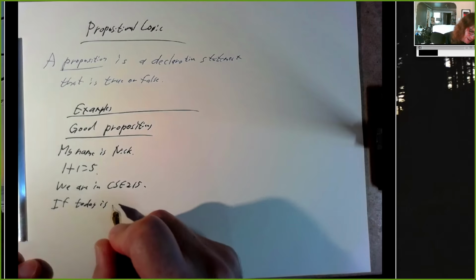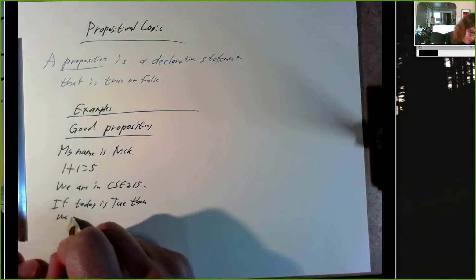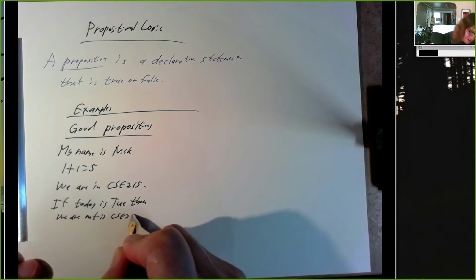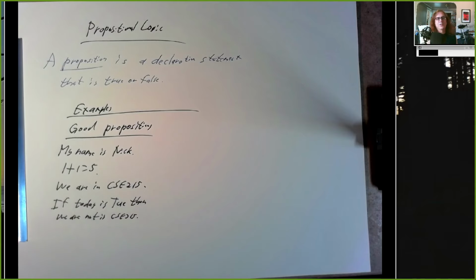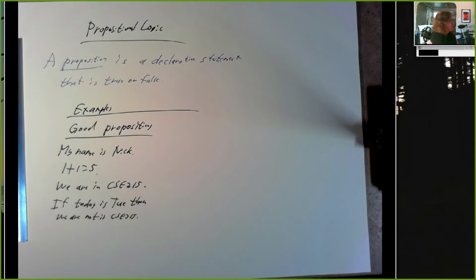If today is Tuesday, then we are not in CSE215. That's another proposition. It's a declaration. It has a truth value. All right, we're going to change 1 plus 1 to actually equal 5. Cool. We got 3 votes. Yeah, it's a law now. We can develop a system of mathematics based on this and probably get some interesting stuff.